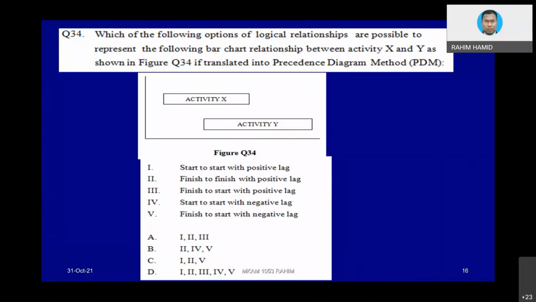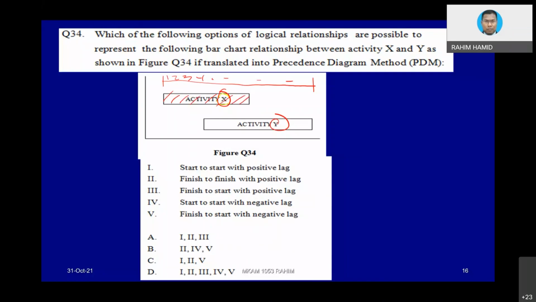Okay, now let's say we do have two relationships, X and Y. When the bar chart is drawn like this, remember the bar chart indicates time scale from the first day until the end of the day. So first day, second day, third day, fourth day, whatever day. If the activity is shown in this way, what can you say about this activity?